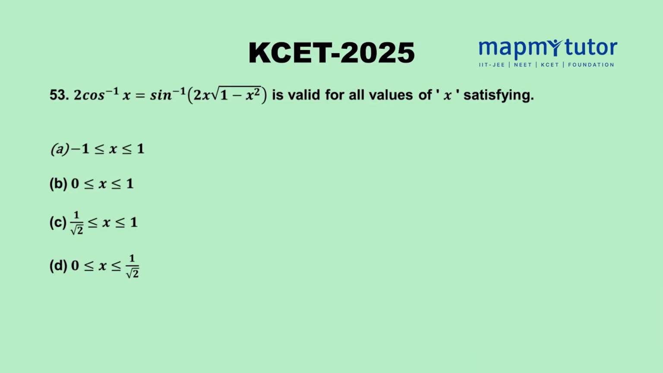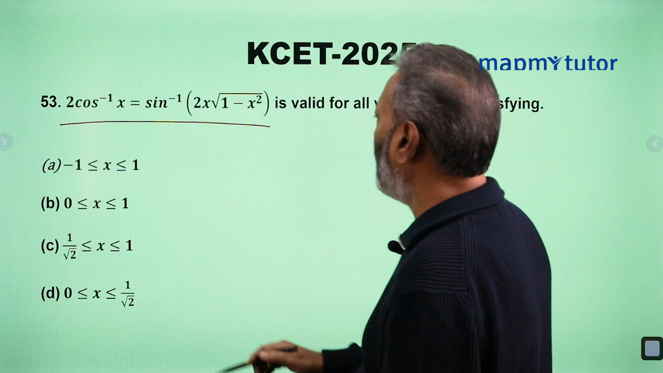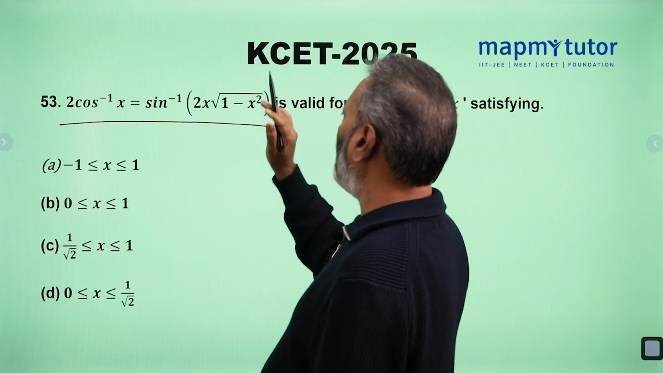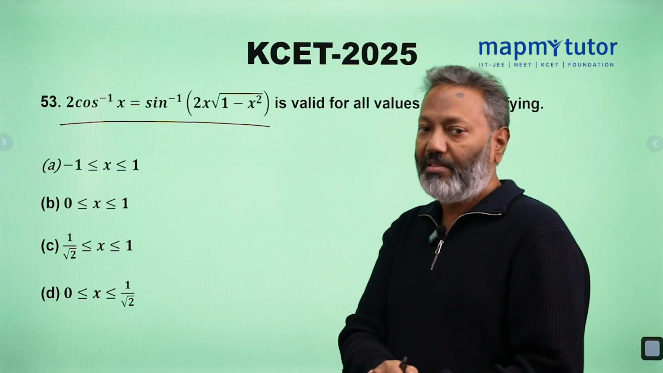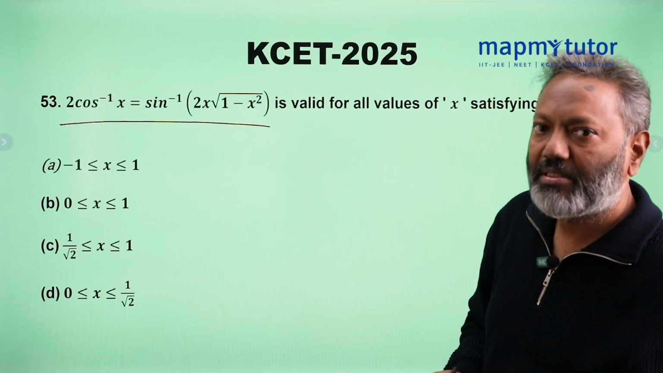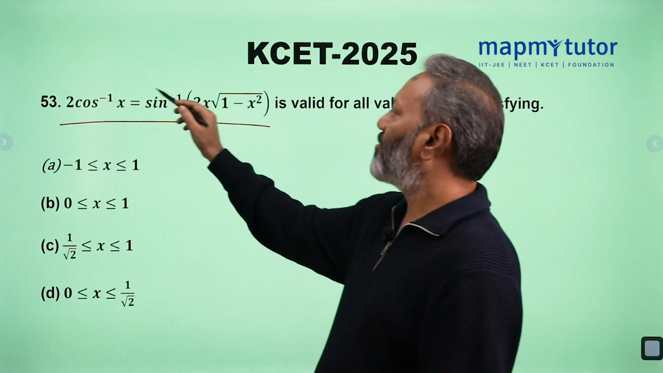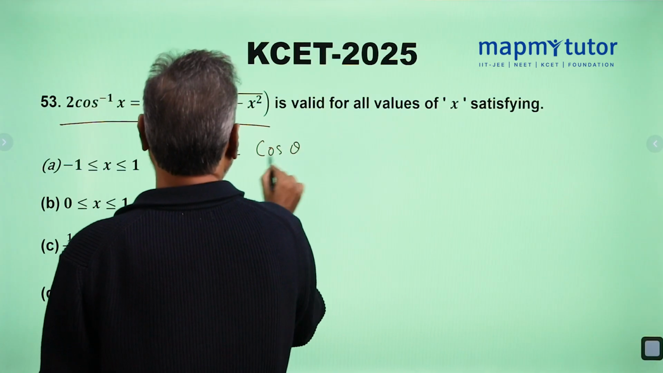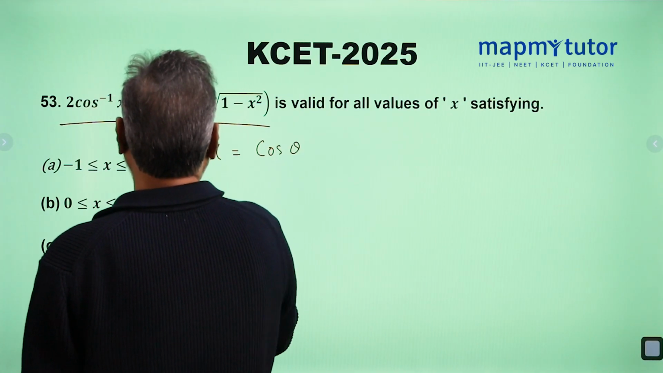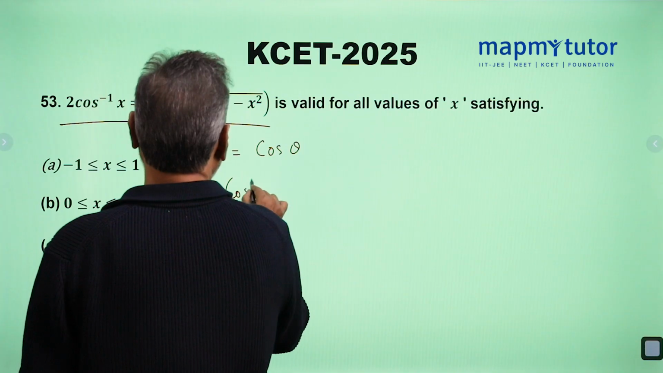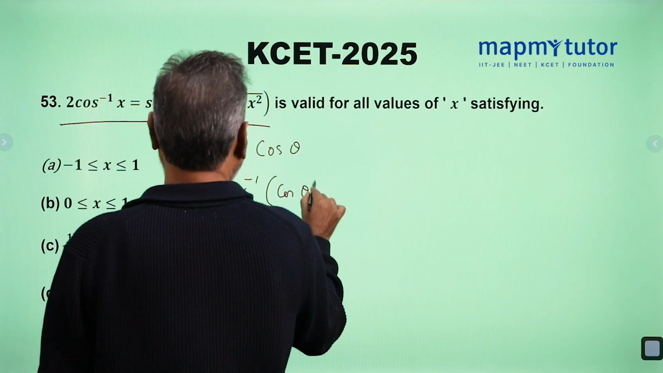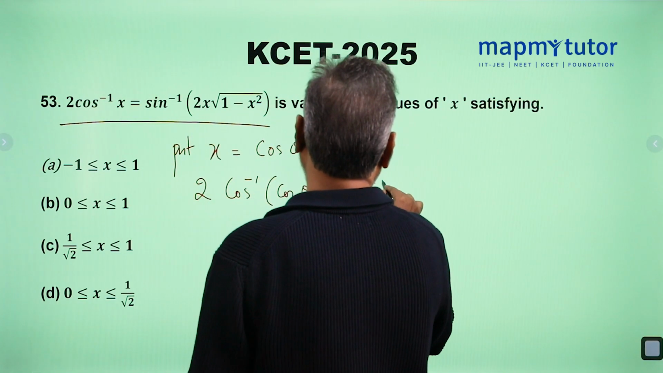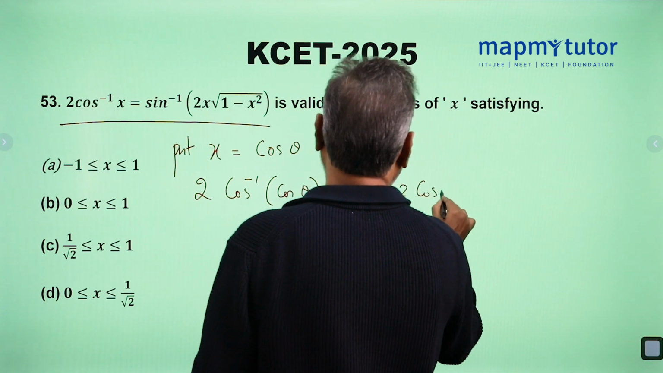2 cos inverse x equal to sin inverse of 2x root 1 minus x square is valid for all values of x satisfying so and so. Okay. Here, root of 1 minus x square. Whenever you observe this term, we put x equal to cos theta or sin theta. Because there is cos inverse x on the left hand side, I put x equal to cos theta. Therefore, the equation becomes 2 cos inverse of cos theta equal to sin inverse of 2 cos theta sin theta.